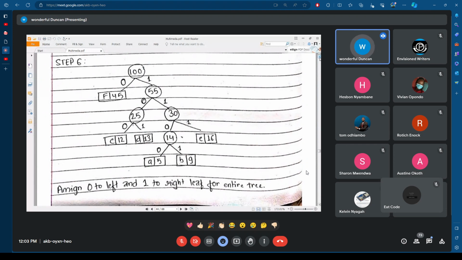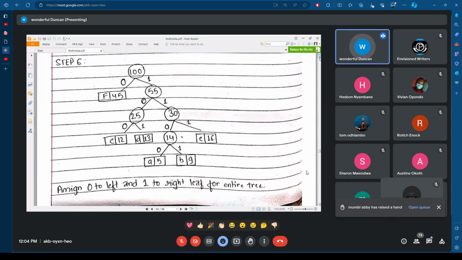So we call that a branch. Let me use it, I can't remember the term that they use. Let me just use the word branch. So 0 will be on this branch, and 1 on the other side, the right side. So we put 0 on the left branch and 1 on the right branch.